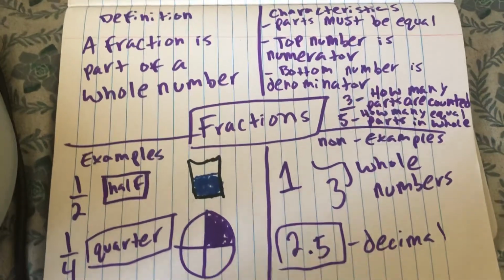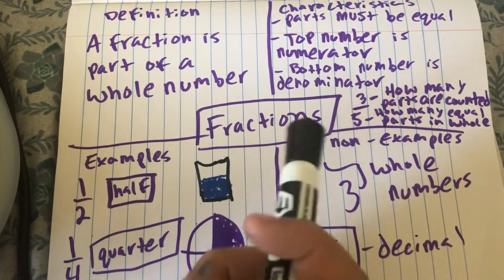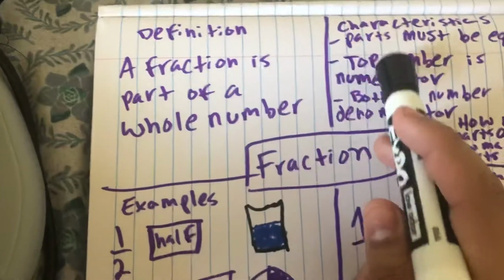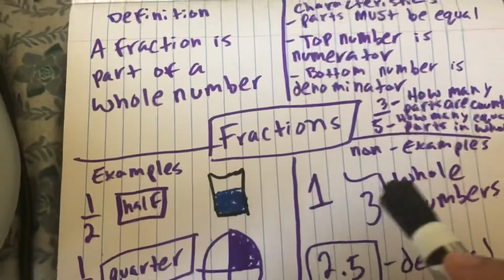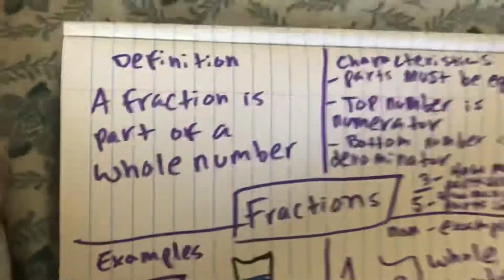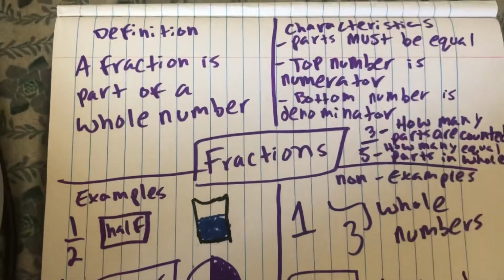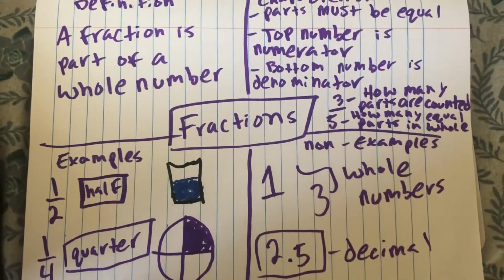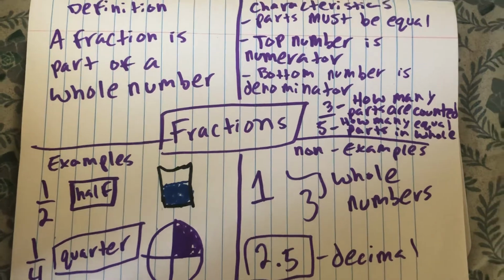Okay, so right here I have a Frayer model of fractions, right? We have our definition, characteristics, examples, and non-examples. Okay, so let's go ahead and take a look right here. So a definition of a fraction. A fraction is part of a whole number, okay?